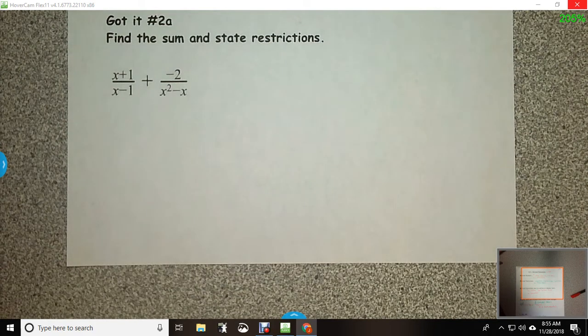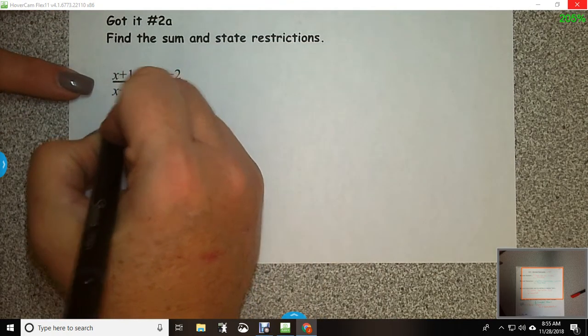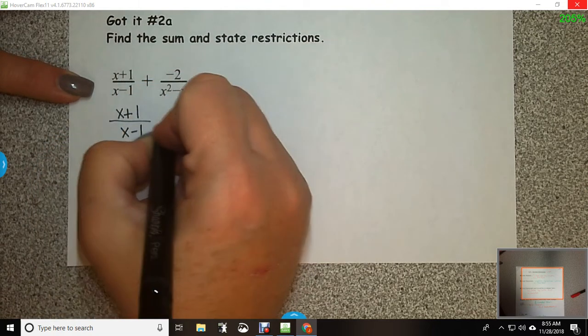So remember, our very first step is to factor the denominators. If you think you understand this, go ahead and just pause the video, work through it, and then come back and check it as I work through it here. Or if you're working through it on your own and get stuck, then go ahead and restart the video. Okay, so step 1, I'm going to factor everything. Sorry, just the denominators. Factor the denominators.